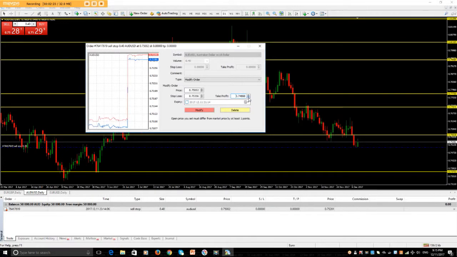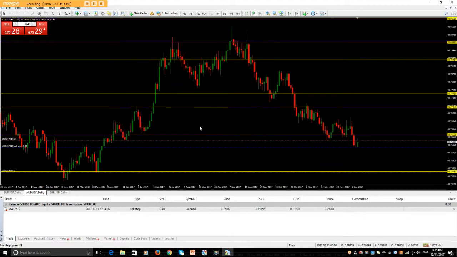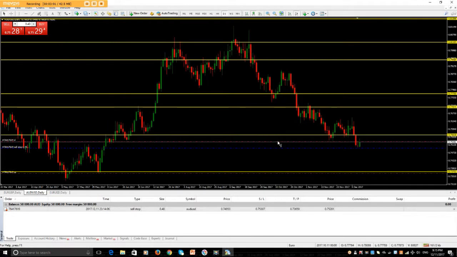Now, say for example, you can either have 1%, or you could be doing 2% or 3%, or you could have a monetary value. Say this is a £50,000 account. 1% of this is £500, because we divide by 100. So I could then say, okay, my entry is there, and if I move my stop loss to the previous high, can you see that bit there?